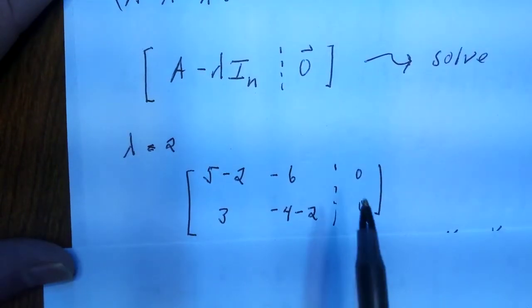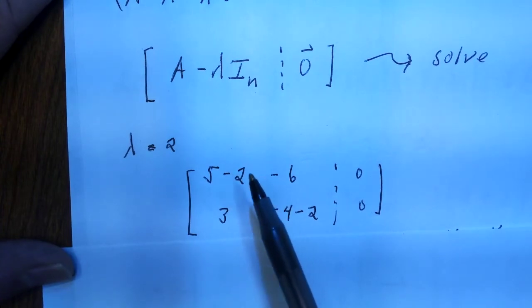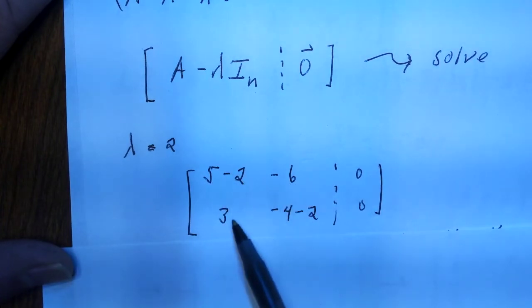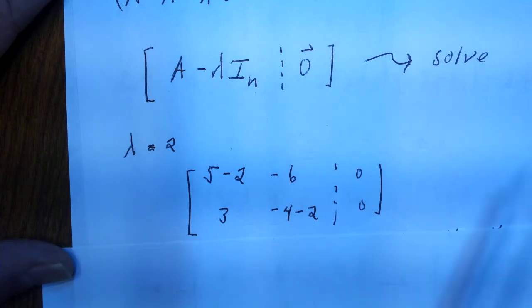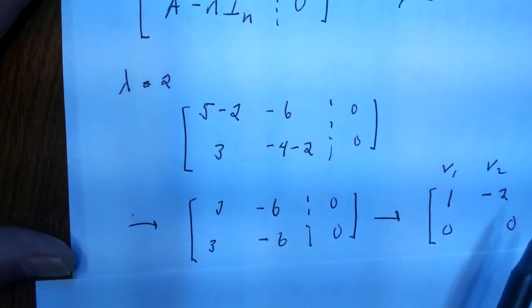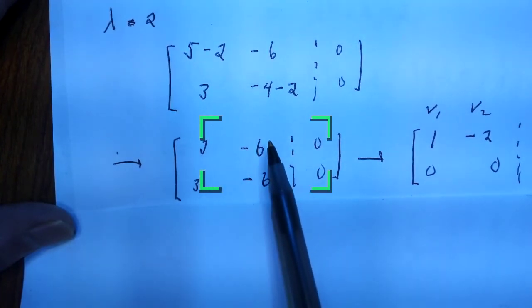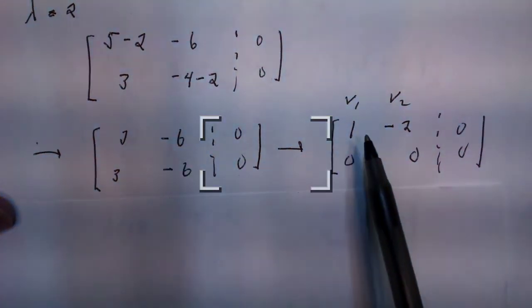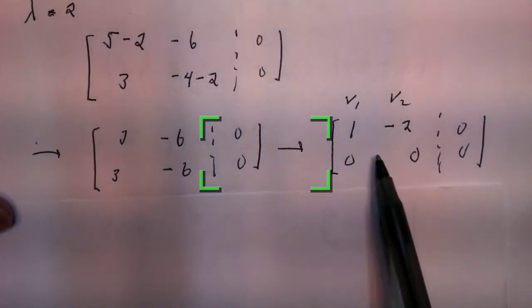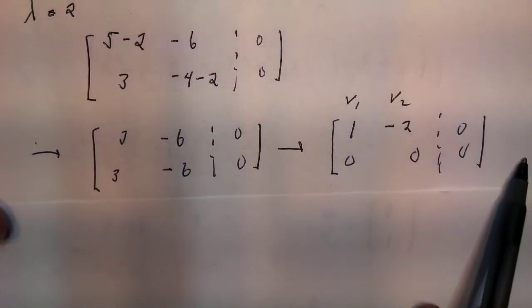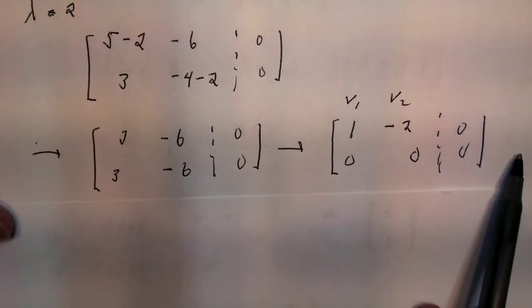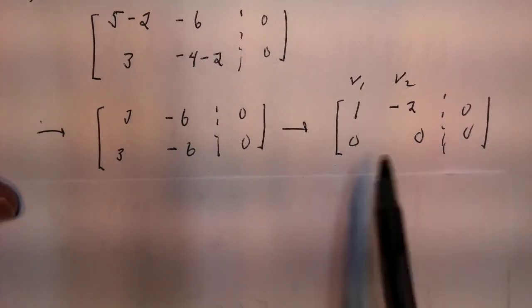So when lambda is 2, I substitute 2 in, and I get 5 minus 2, minus 6, 3, minus 4 minus 2. That simplifies to be that. We can take this system of equations, we can row reduce, and we get 1, minus 2, 0, 0, 0, 0. This is a system of equations with infinitely many solutions. That will always be the case when you calculate an eigenvector from an eigenvalue. If not, that means you've made a mistake.